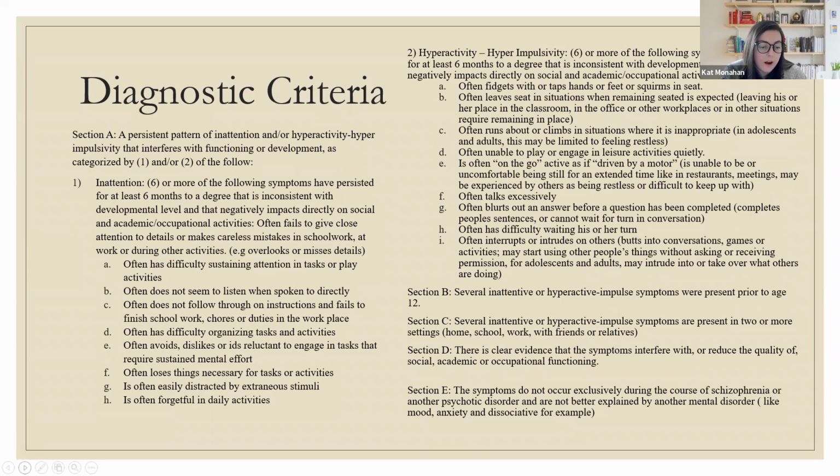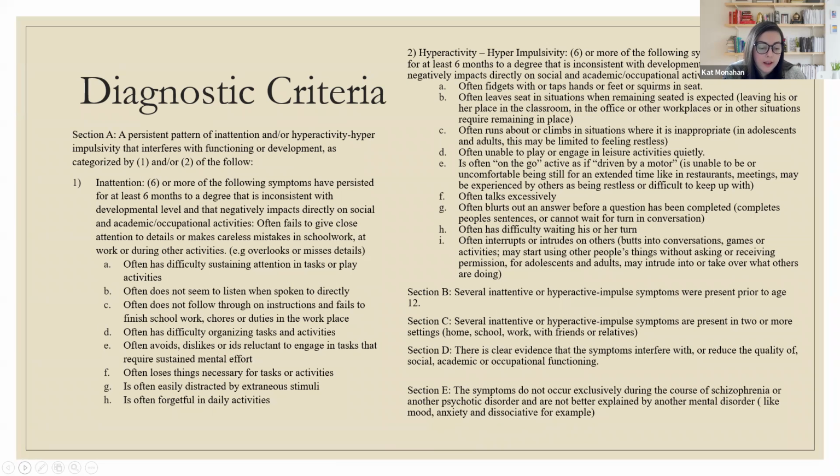So the symptoms are A, often fails to give close attention to details or makes careless mistakes in schoolwork, at work, or during other activities. So overlooking mistakes or missing details. B, often has difficulty sustaining attention in tasks or play activities. So they have difficulty remaining focused during lectures, conversations, or lengthy reading. C, often does not seem to listen when spoken to directly, so their mind seems elsewhere, even in absence of any obvious distraction. Symptom D, often does not follow through on instructions and fails to finish schoolwork, chores, or duties in the workplace. They start tasks, but they quickly lose focus and don't get those tasks completed, or they're easily sidetracked.